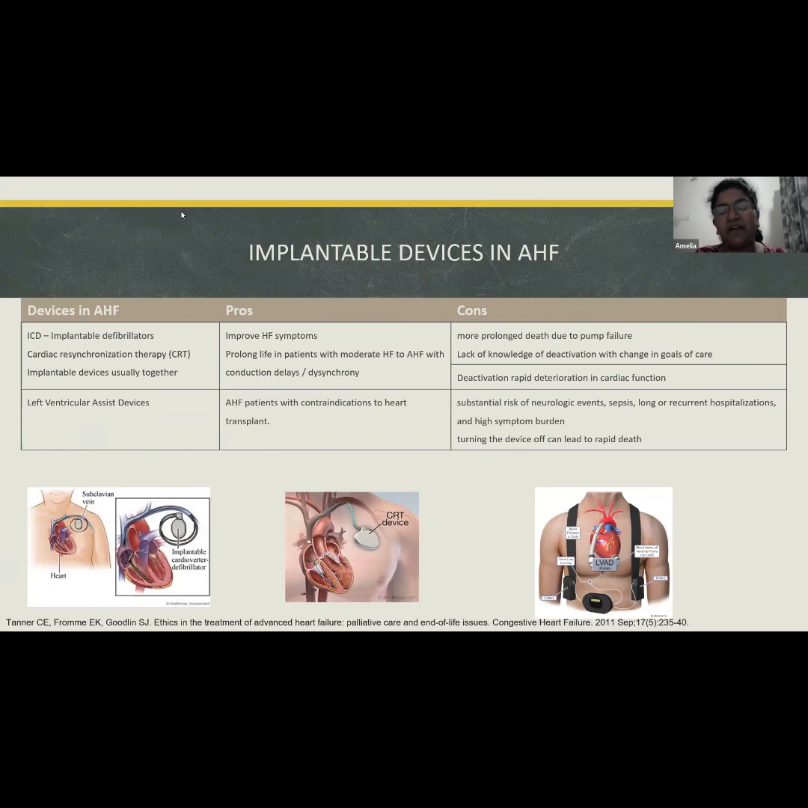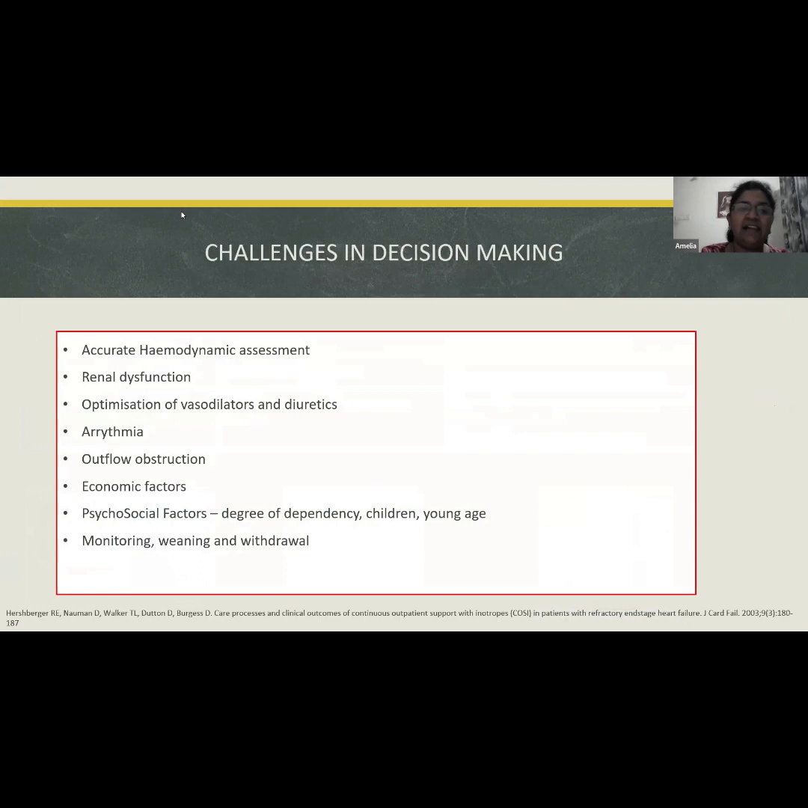So the challenges are that the person should be able to understand the hemodynamic assessment and the renal dysfunction, and optimize vasodilators and diuretics. Thinking that I'm just going to give my inotropes without optimizing will not work. Once again, with the mechanisms of the heart, if I have outflow obstruction, no matter how much I try to increase the contractility, I'm not going to benefit by starting inotropes.